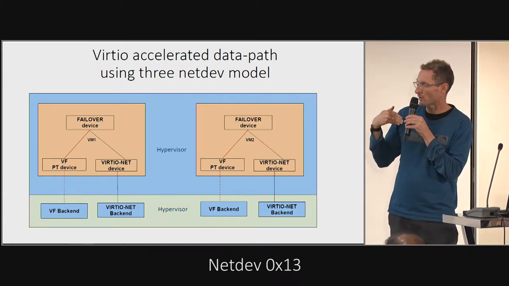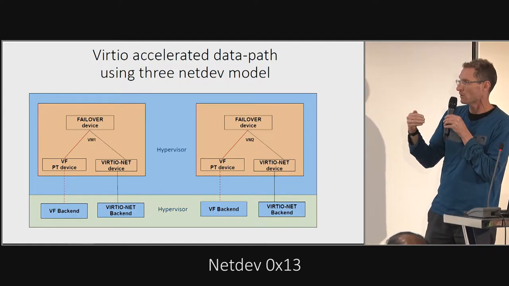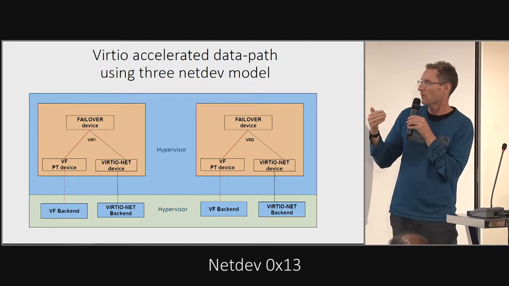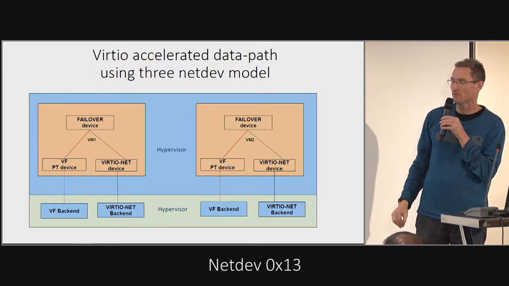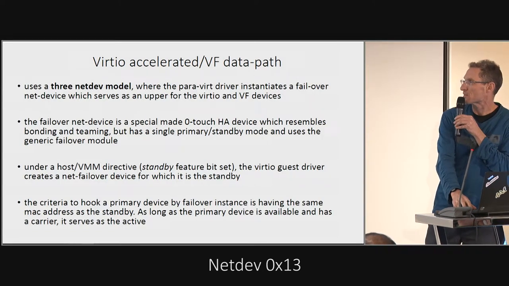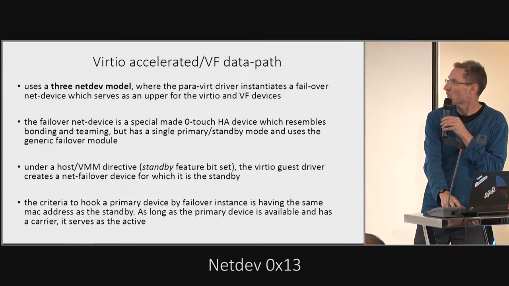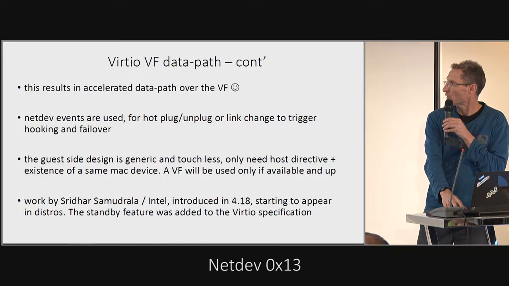And what we're dealing with, the switchdev mode, there is some software backend in the hypervisor, the representors, which I'll explain later, but it also has a hardware backend. So that's why it's a dashed line. It's more sophisticated. So again, this is just text that explains what I said. We have a three netdev model and the criteria to hook.